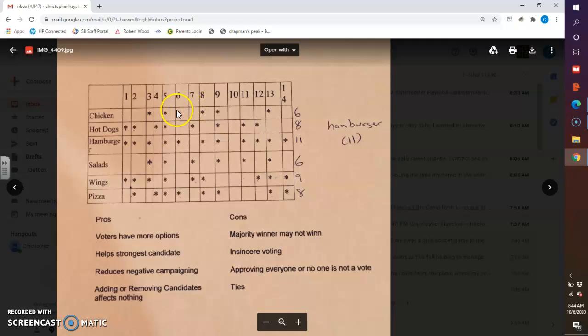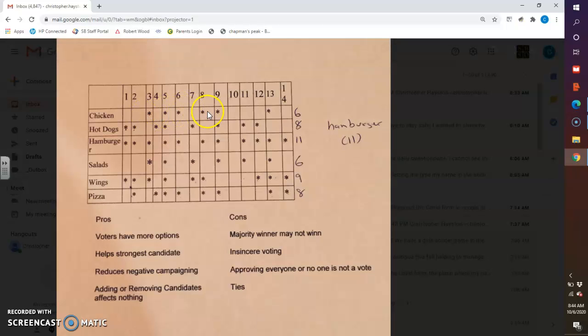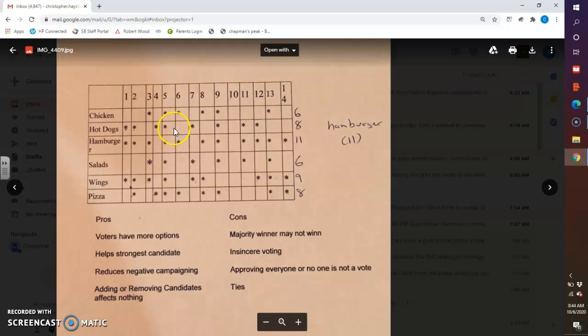Page 2 of this is the approval method. We're just counting across 6, 8, 11, 6, 9, and 8. Whoever has the most wins. Hamburger wins with 11. You need to know 3 of these 4 options. The pros, you have more options. Strongest candidate, reduces negative campaigning, and adding and removing candidates does not affect your vote. Those are the positives to approval method.